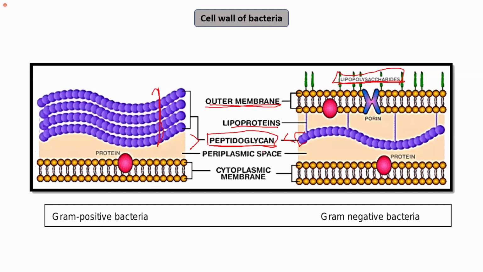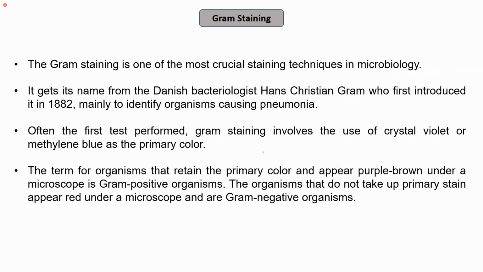So why were they named gram-positive and gram-negative? So the basis of naming is the gram staining. Gram staining is one of the crucial staining techniques in microbiology, and it was first proposed by Hans Christian Gram, who first introduced it in 1882 to identify organisms that cause pneumonia. So the test involved the use of crystal violet or methylene blue as the primary color, and the ones which are gram positive will appear purple brown under the microscope, while the gram negative will appear red.